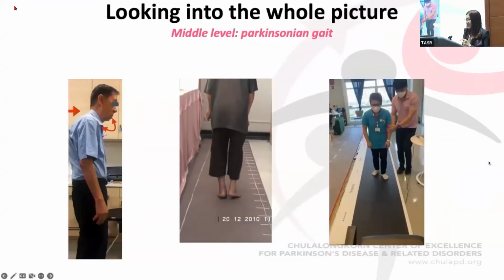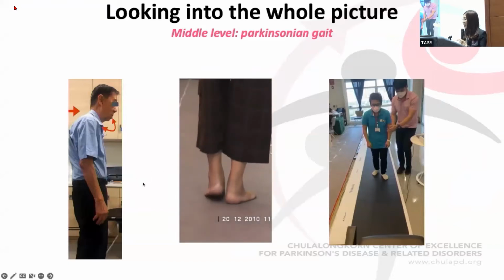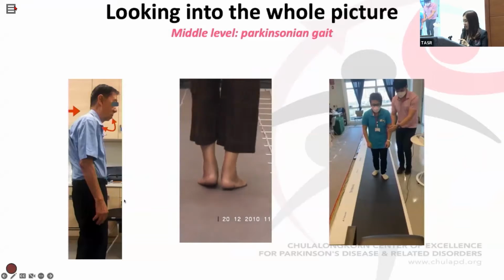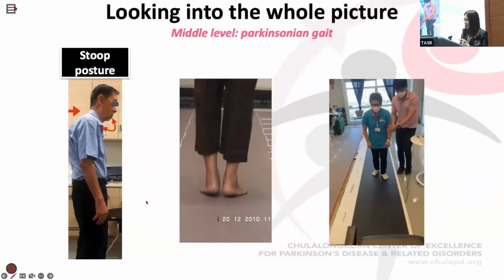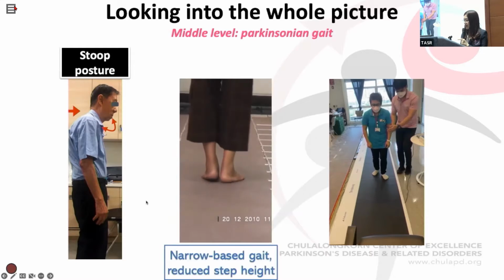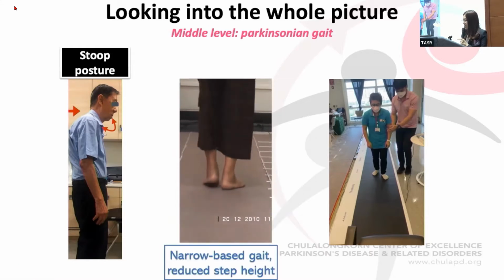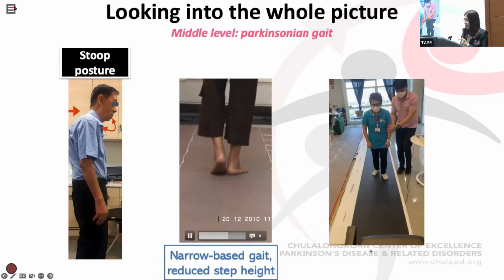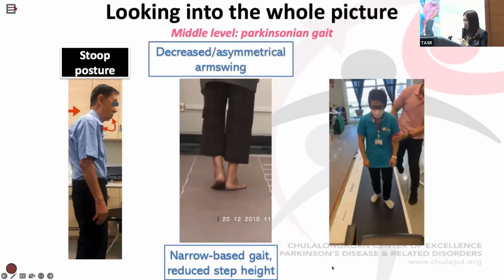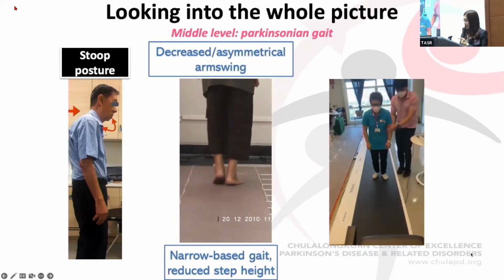Another example is the middle level gait disorder. Parkinsonian gait is the common middle level gait disorder. In the sitting and standing position, patients may have a stooped posture. When they walk, they may have freezing. When they start, the gait is slow, and the gait has a narrow base and reduced step height. There is also a decreased or asymmetrical arm swing, which can be observed in the last video here.